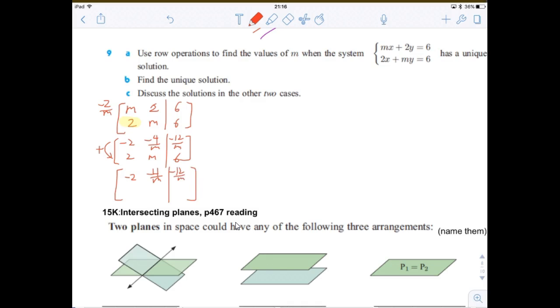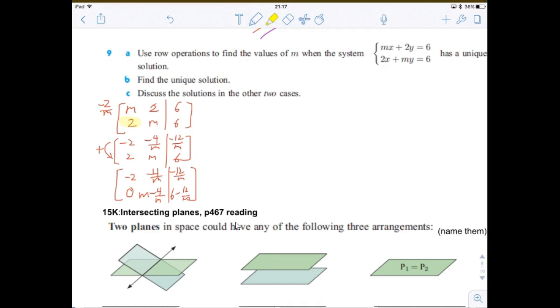Okay, and then I'm going to add it to the second row. The second row is going to become 0, m minus 4 over m, and then I would have 6 minus 12 over m. Oh, I'm sorry, it's 6 minus 12 over m because I'm just adding, I'm not subtracting. So 6 minus 12 over m.